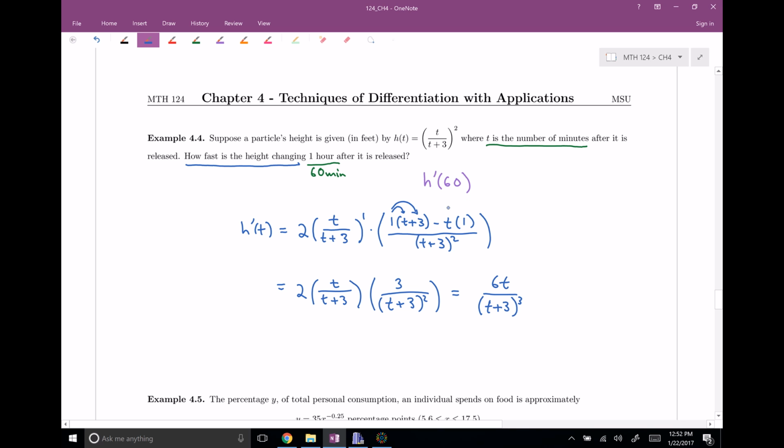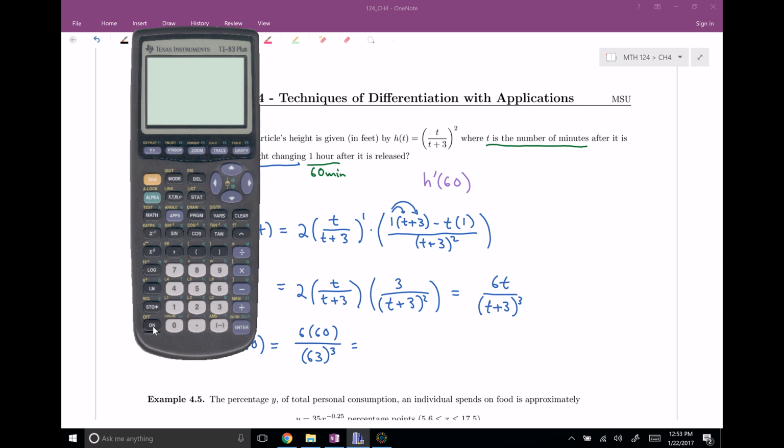And so I want not h prime of t so much, right? I want h prime of 60. So everywhere I see a t, I'm going to go ahead and plug in a 60. So this is going to be h prime of 60 is equal to 6 times 60 divided by, let's see, 63 cubed. What a nasty number. Let me pull out my calculator really quick. So 6 times 60 divided by 63 cubed.